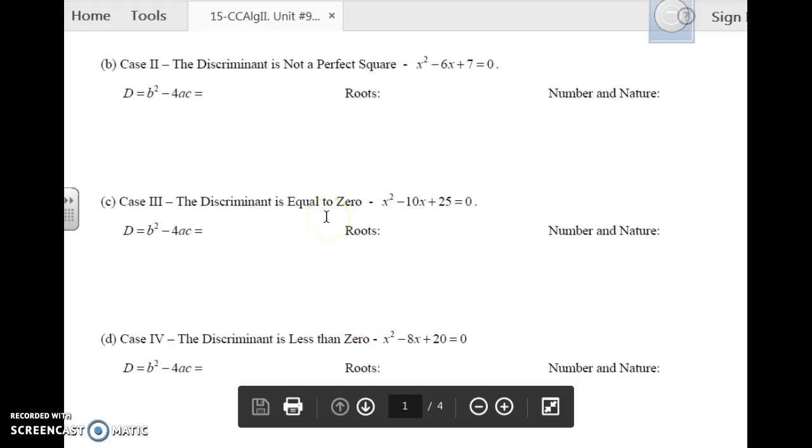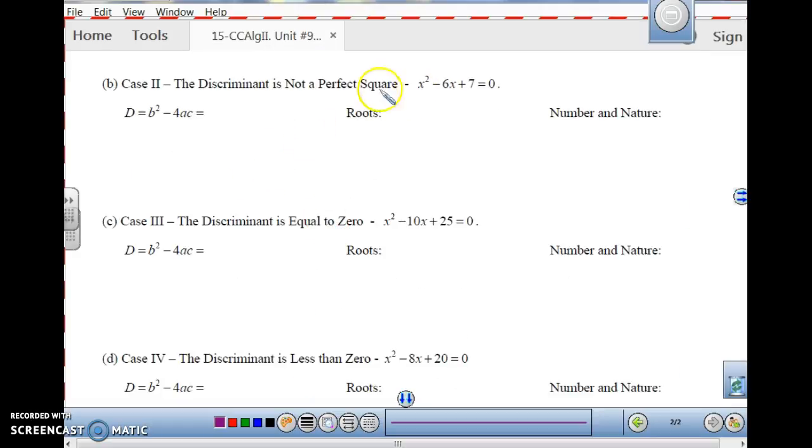Now what happens if the discriminant is not a perfect square? Let's try it out. b squared minus 4ac. b squared would be, in this case, negative 6 squared minus 4 times a is 1 times c is 7. So that gives me 36 minus 28, which is 8. So if I do my quadratic formula, x equals negative b, which is 6, plus or minus the square root of 8 all over 2 times 1, which is 2.